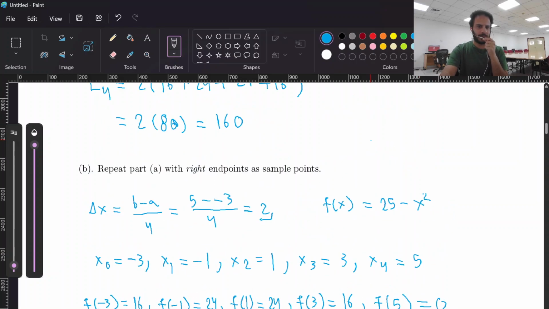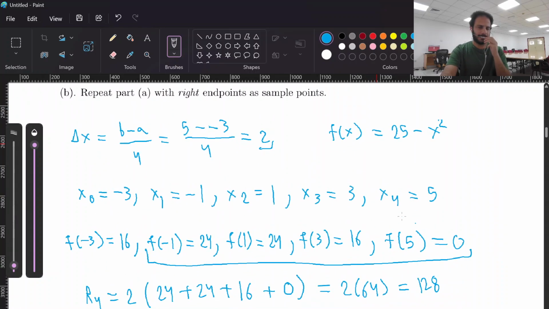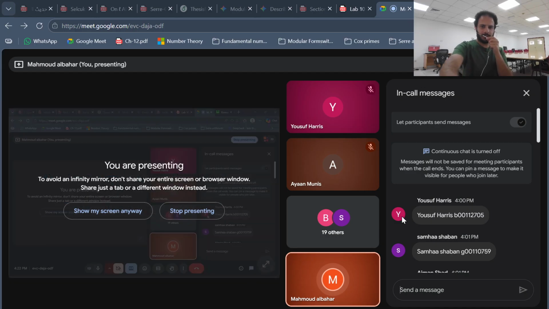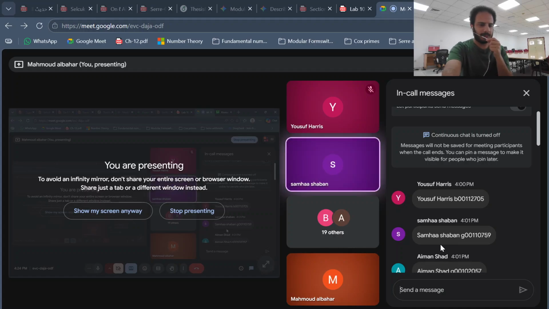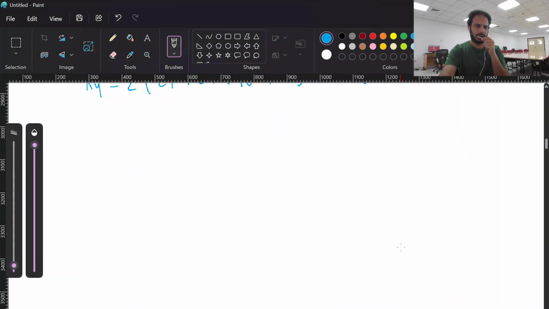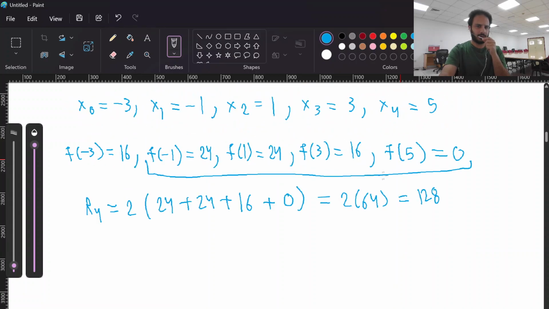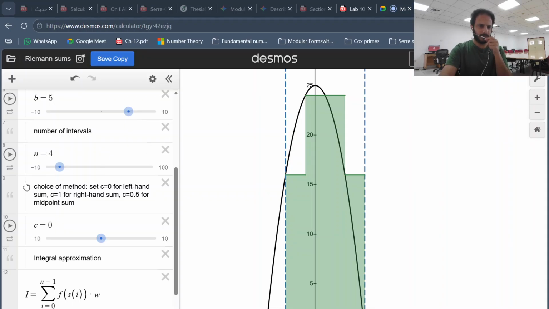So the left sum 160. The right one 128. Thank you, Yusuf. Now we will solve the midpoint. Okay. Sorry, before that, I need to show you the graph of the right sum.